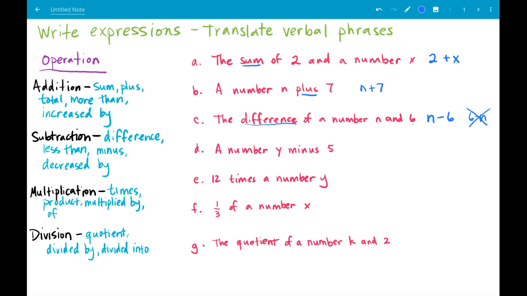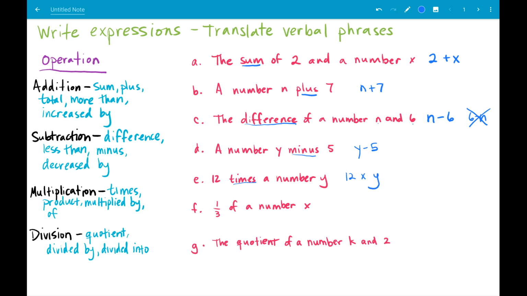Let's look at example D. It says a number y minus 5. So again, we're talking about subtraction. Just go in the order they give it to you. y minus 5. Letter E, 12 times a number y. That's indicating multiplication. So this is just 12 times y.